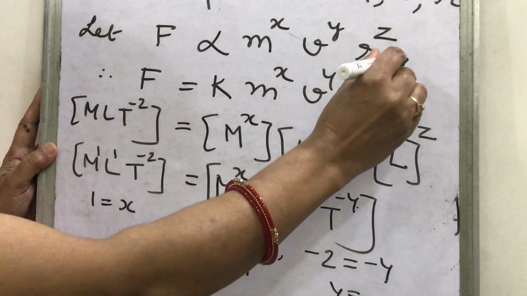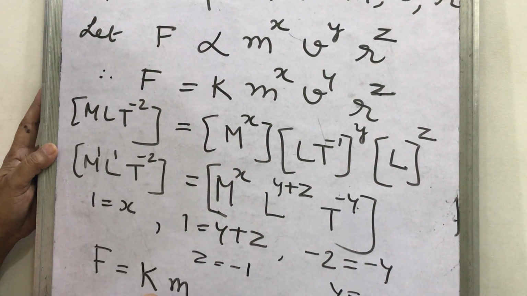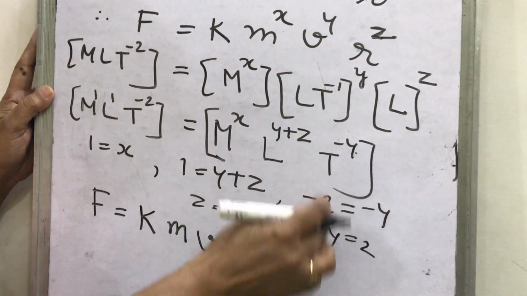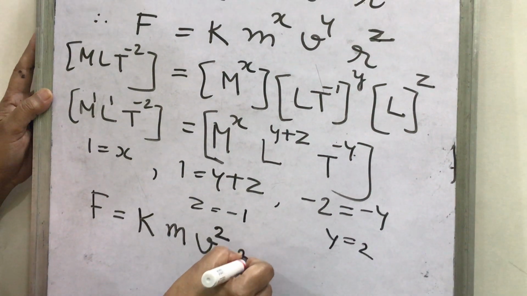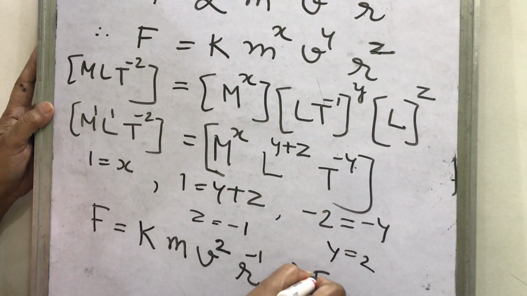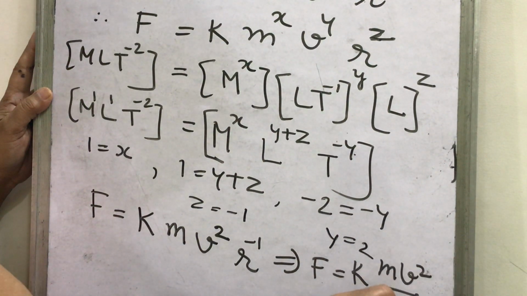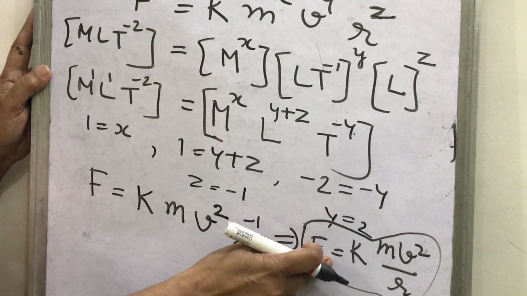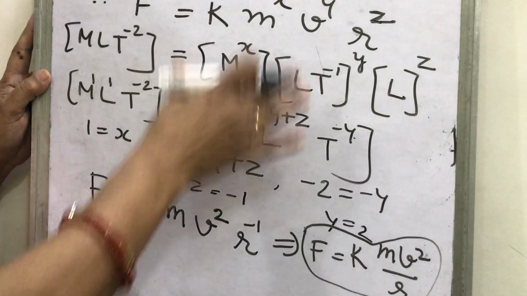The answer is F equal to k. This line is the answer line. Put here k m to the power x. What is x? 1. You don't write it; a single m is m to the power x. Then v to the power y, and what y are you getting? 2. And r to the power minus 1. So it is written as F equal to k m v square upon r. And you must have read this formula for centripetal force, m v square by r, in uniform circular motion. So this is the way how to derive the expression.